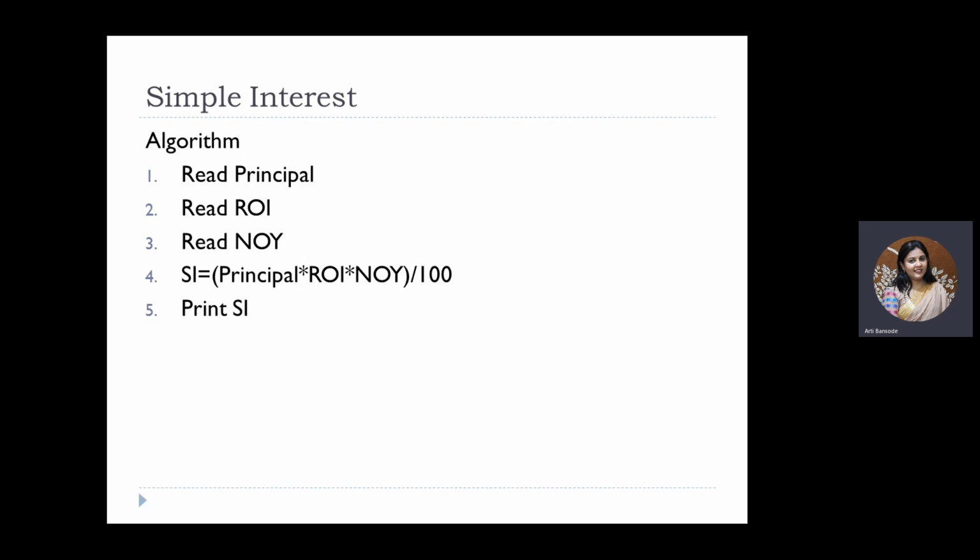So the first two steps of my algorithm are read principal, read ROI and read NOI, that is number of years. Next step is calculating the simple interest. So as you know, the simple interest formula is very simple, PRN upon 100. So I wrote principal, rate of interest into NOI upon 100.